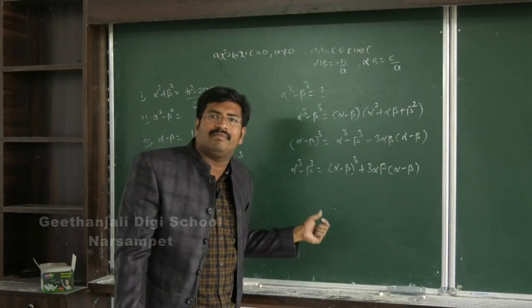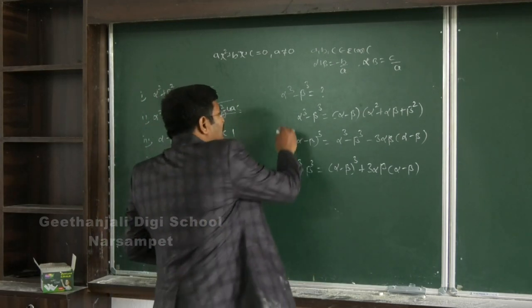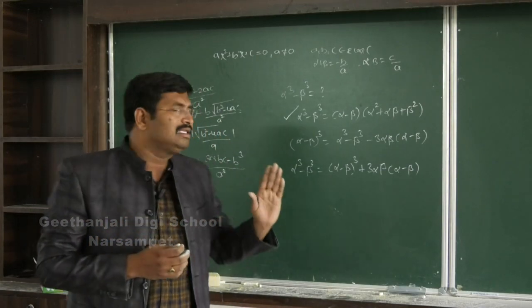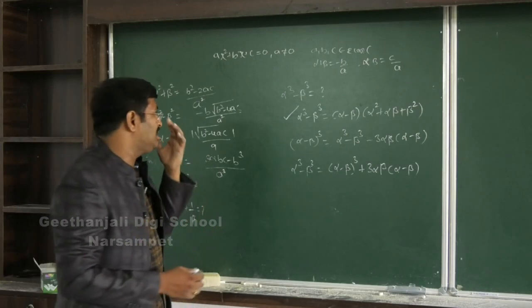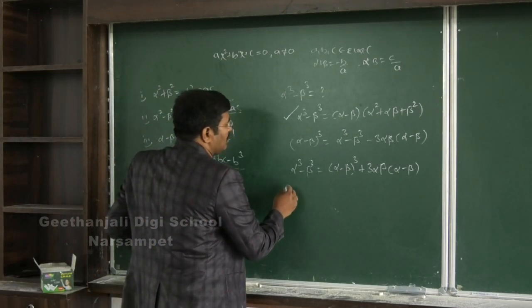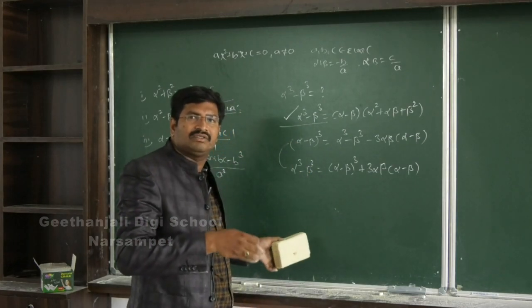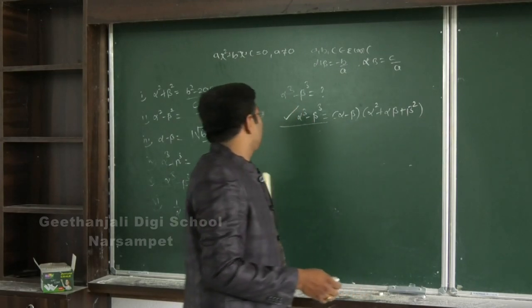Then which one is a better way of finding the value of alpha cube minus beta cube? This one is the only easy way to find. By using this formula, we can find alpha cube minus beta cube easily, in a simple way. These are the formulas to express alpha cube minus beta cube.